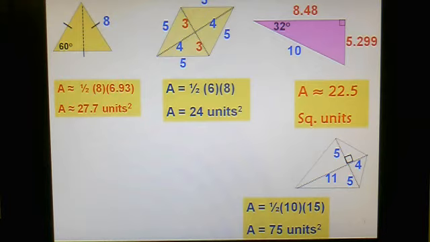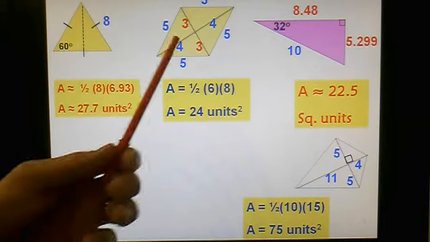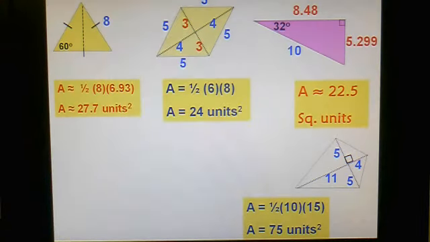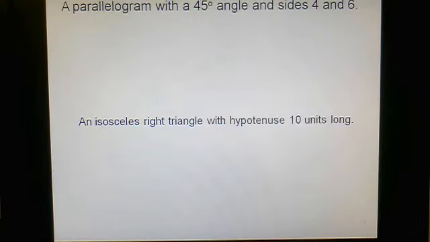Hopefully that seems pretty straightforward. So these are just two new formulas that make things a little more efficient. There's certainly other ways to do this by breaking things into triangles. So I'll give you a second to try the two word problems on the bottom of that page. They're not tricky, but they force you to draw your own sketch and to interpret the words as you read them. So sketch a parallelogram with a 45-degree angle and side lengths 4 and 6.